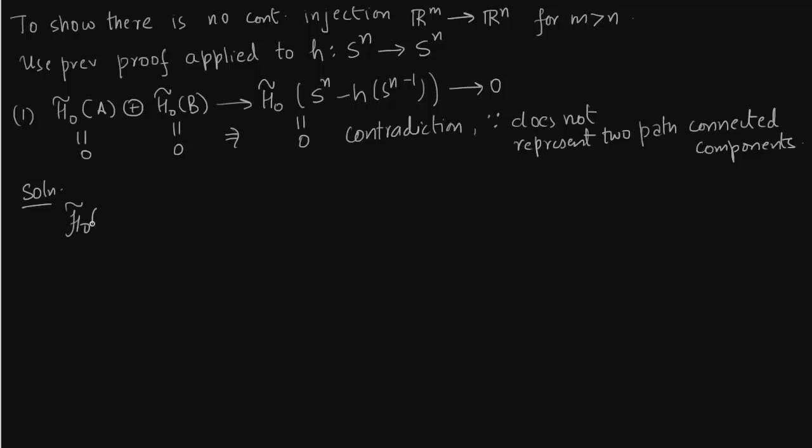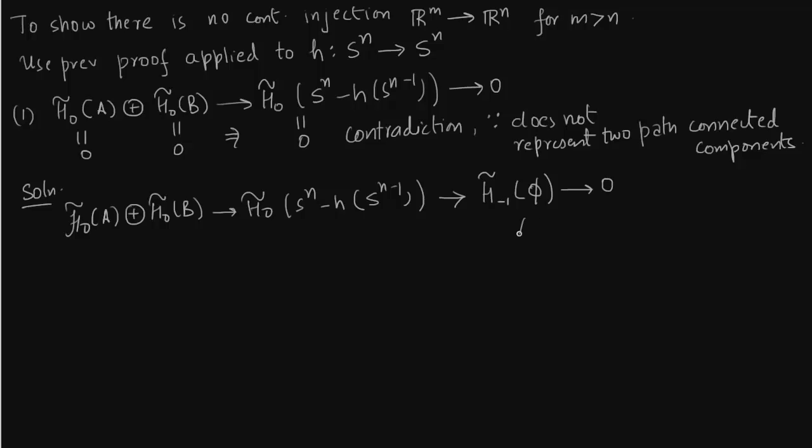So the solution lies in appending this sequence for S^(n-1) with the null set, so you go to dimension minus 1. We have seen that A union B is S^(n-1), so this has to be A intersection B. We want A intersection B to be the null set. Just to remind, what was A? A was nothing but S^n minus the upper hemisphere, and B was nothing but S^n minus the lower hemisphere. So A intersection B is always the equator.